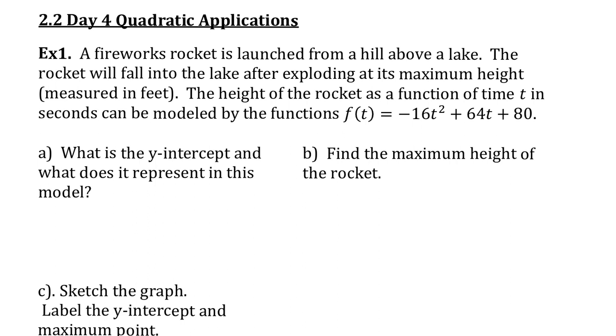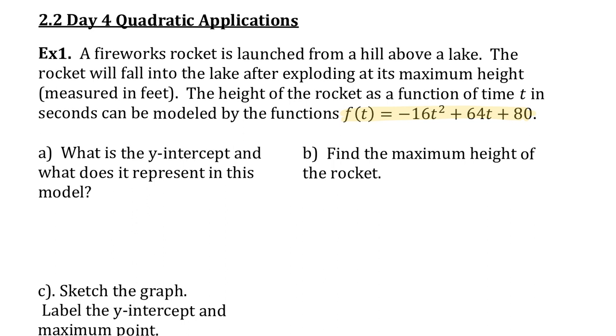It says a fireworks rocket is launched from a hill above a lake. The rocket will fall into the lake after exploding at its maximum height, measured in feet. The height of the rocket as a function of time in seconds can be modeled by the function f of t equals negative 16t squared plus 64t plus 80. So that's my function.